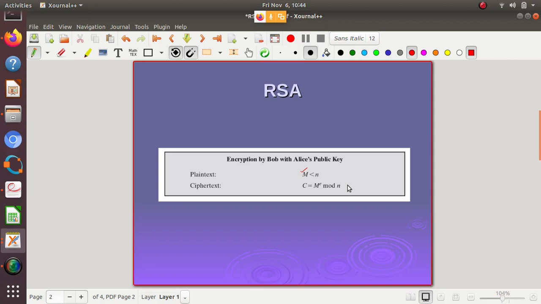Then the C will reach the Alice side. Then how will Alice decrypt that? For decryption, what we will do? C to the power D mod n.